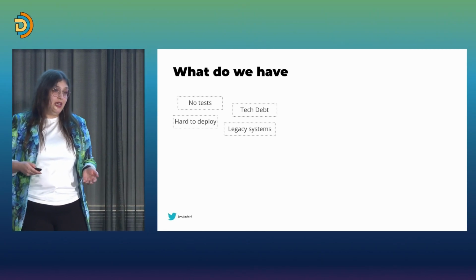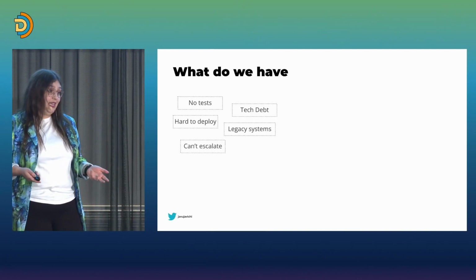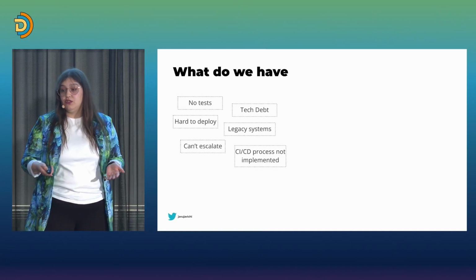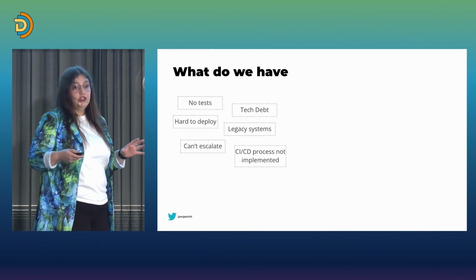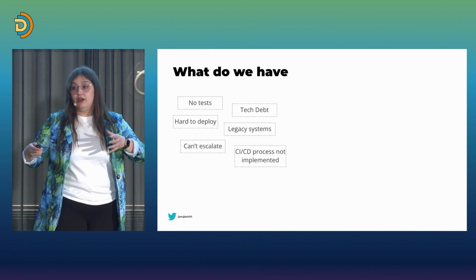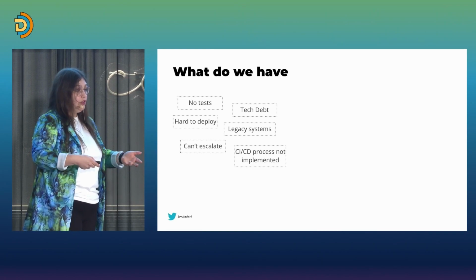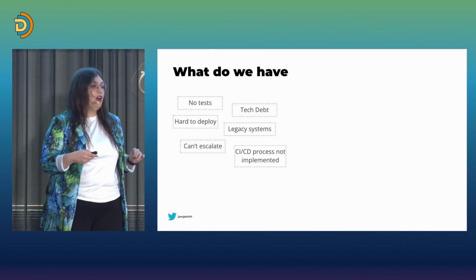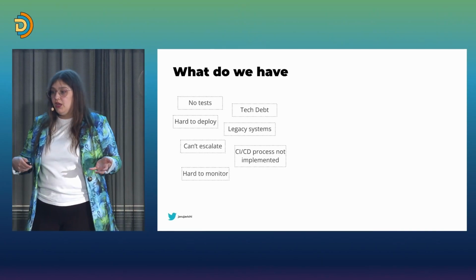Legacy systems, as we say, are usually very hard because they can't scale. And the CI/CD process is not implemented. Usually in big organizations, we have some teams that are very old. They're not updating their technology, so they really don't know what to do when you say, oh, CI/CD. Yeah, I've heard that. I've read something about it. But there's no culture there.